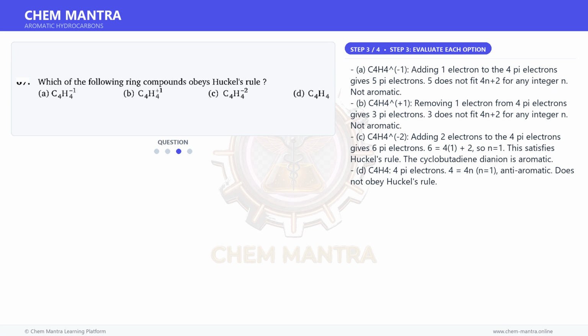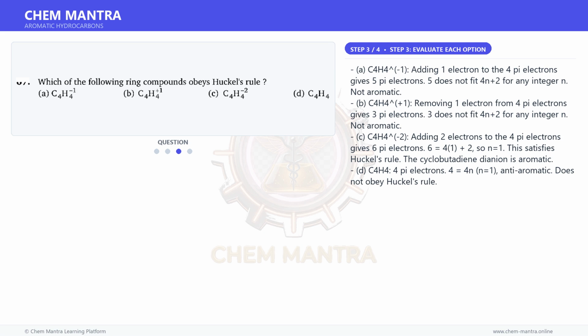B. C4H4 plus 1: removing 1 electron from 4 pi electrons gives 3 pi electrons. 3 does not fit 4n plus 2 for any integer n, so not aromatic. C. C4H4 minus 2: adding 2 electrons to the 4 pi electrons gives 6 pi electrons. 6 is equal to 4 times 1 plus 2, so n is equal to 1. This satisfies Huckel's rule. The cyclobutadiene dianion is aromatic.